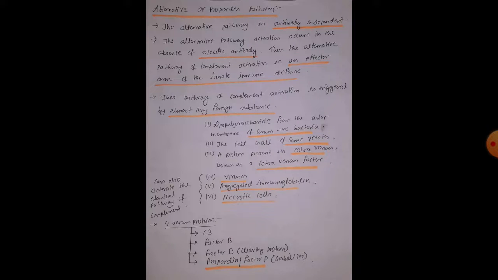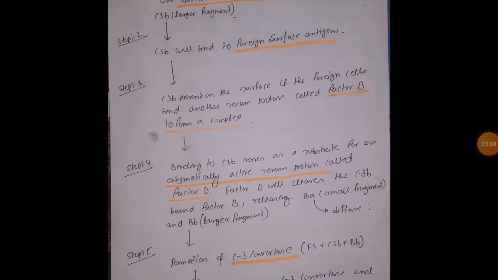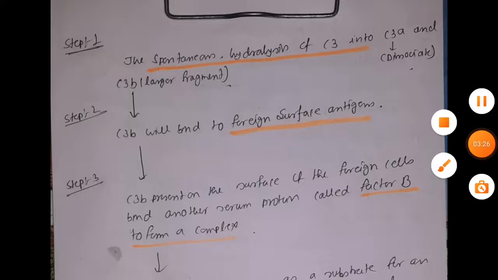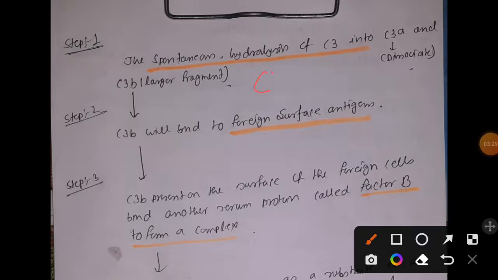I hope up to that point the topic is clear. Now let's move to the steps of the Properdin or alternative pathway. It all begins with the spontaneous hydrolysis of C3. Here the hydrolysis of C3 is not facilitated by any serine protease. It breaks into two fragments, C3a and C3b. As we have discussed, C3a is the smaller fragment and it dissociates, while C3b is the larger fragment and takes part in further reactions.